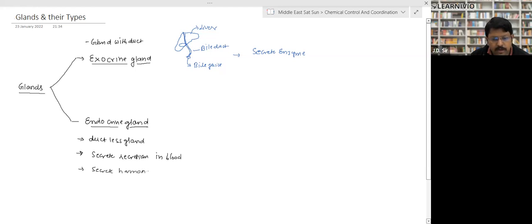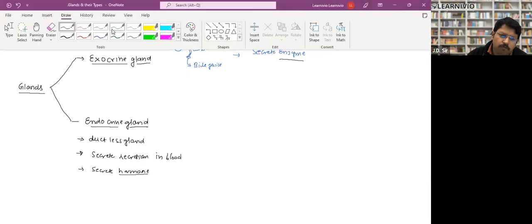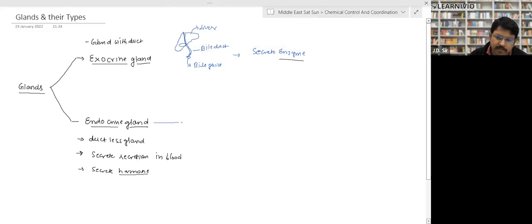So in a nutshell, if you ask me broadly what the exocrine glands are, I will say the exocrine glands are those glands which basically secrete enzymes, and endocrine glands are those glands which secrete hormones. Again, the endocrine glands we can divide into two types.